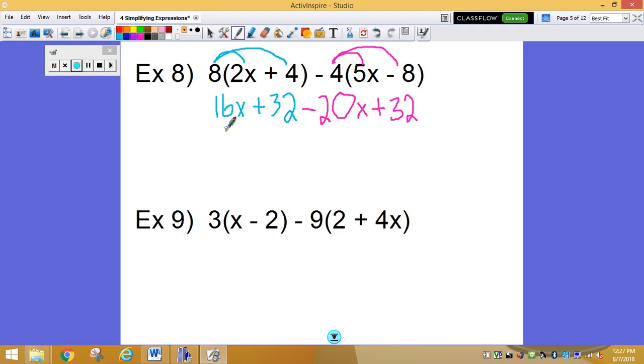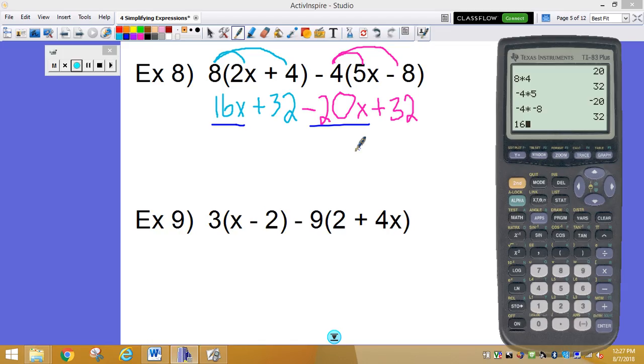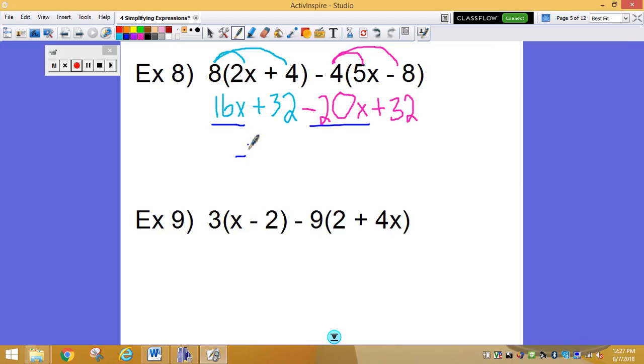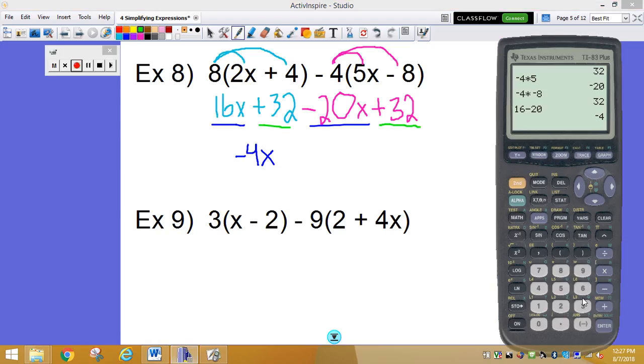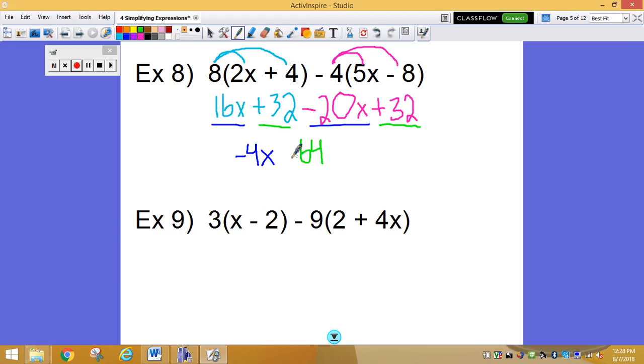Now we're going to go through combine like terms. That's an x, and that's an x. So let's combine them. I got 16, and then it's a minus 20, and that gives you negative 4. Keep the x. All right, let's do whole numbers. I got 32 plus 32. 32 plus 32 gives me 64. And it's positive, so it'll be a plus.